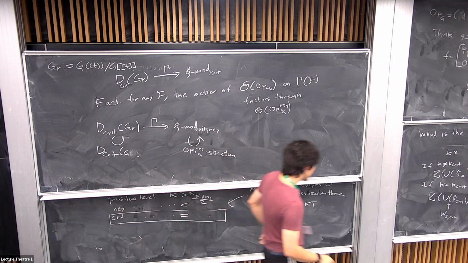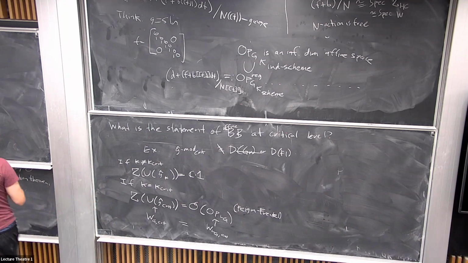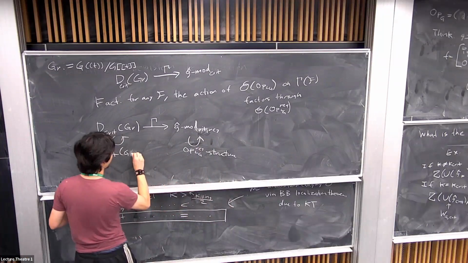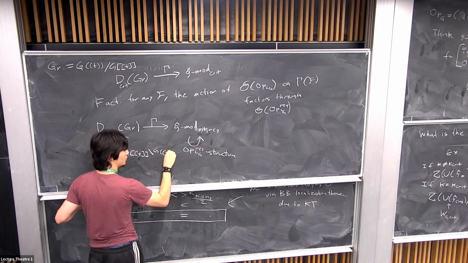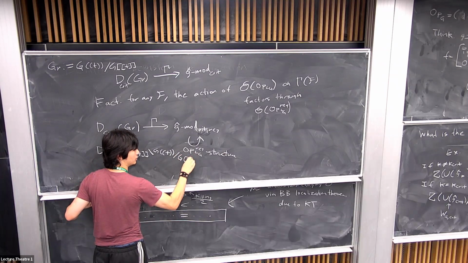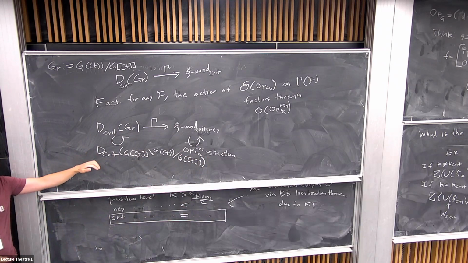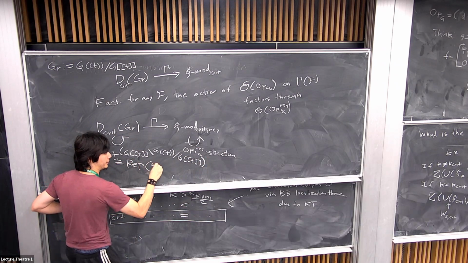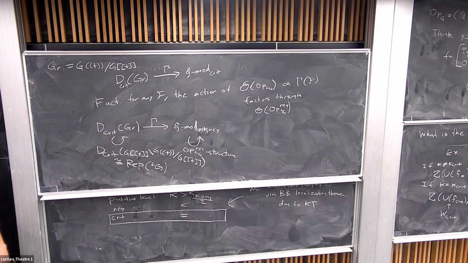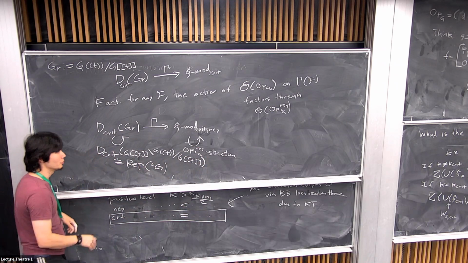Let me get a longer piece of chalk. Double cosets for the arc group. And geometric Satake tells you that this thing is equivalent to the category of representations for the Langlands dual group. However, if you've never seen this, don't worry about this. We won't use this too much.